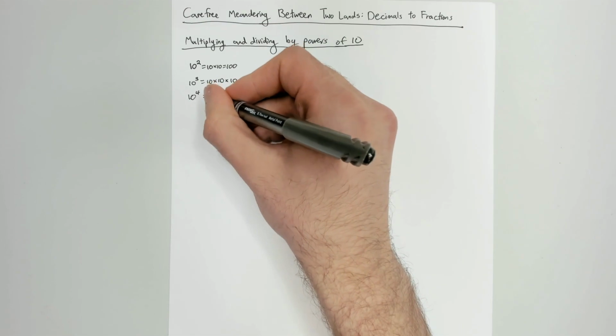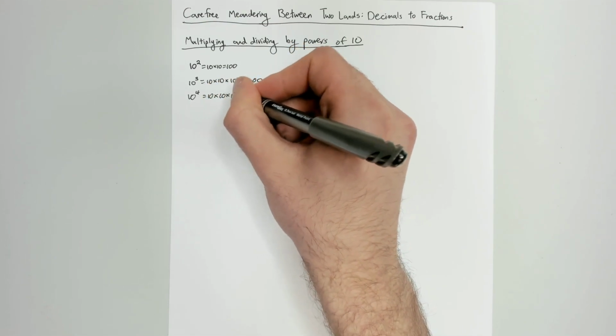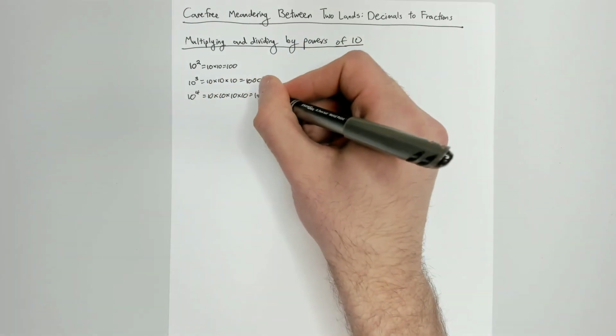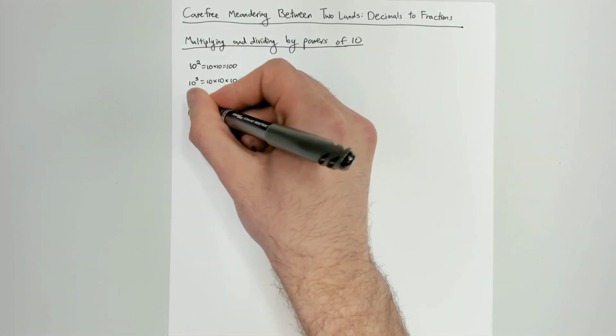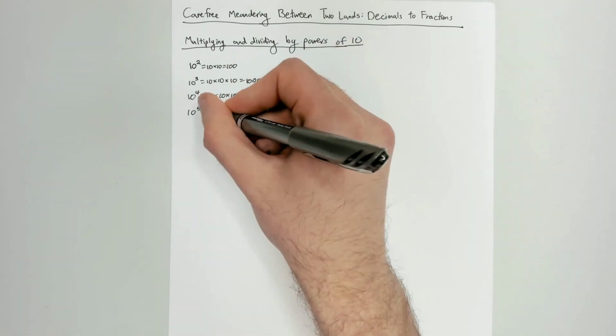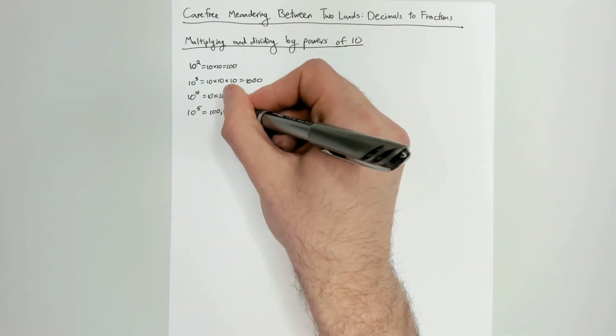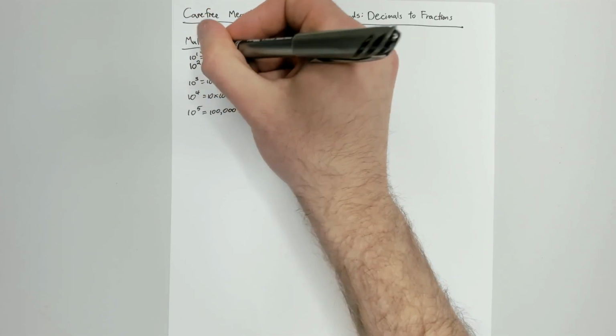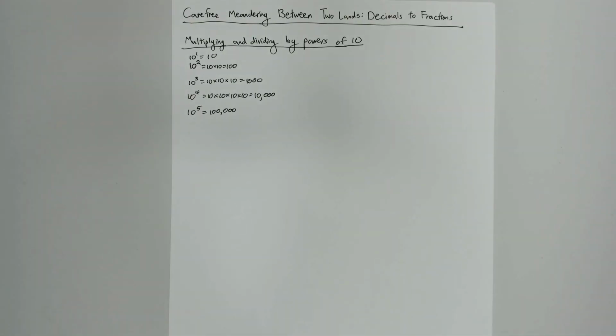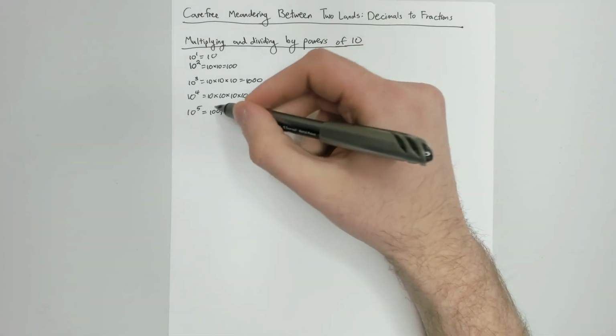10 to the 4th, as you can maybe see by the pattern, it's just going to be 4 zeros now, right? We're doing 10 times 10 times 10 times 10. That's going to give us 10,000. And so on and so forth. Maybe let's do one more. 10 to the 5th. That's going to be 100,000. 10 to the 6th would be 1,000,000, and so on. And we also get 10 to the 1. That's just taking one copy of 10. That's just 10. So 10, 100, 1,000, 10,000, 100,000, 1,000,000.